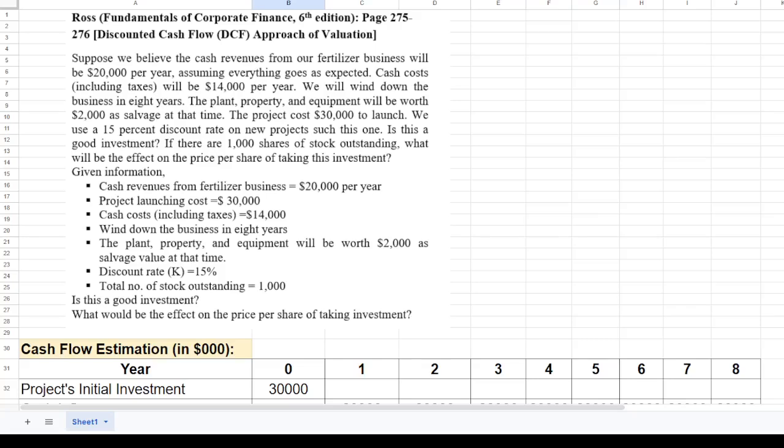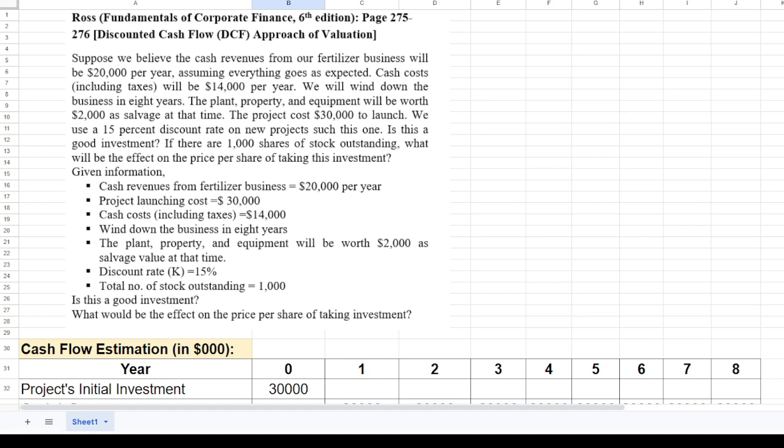Today let's discuss how we could estimate the cash flow of a given project, and if a discount rate is given, how we are going to find the net present value to evaluate whether this project is financially viable or not. So look at the question that I have taken from the Ross Stephen book titled Fundamentals of Corporate Finance, 6th edition. You'll find it on page number 275 to 276, that is a discounted cash flow approach of valuation.